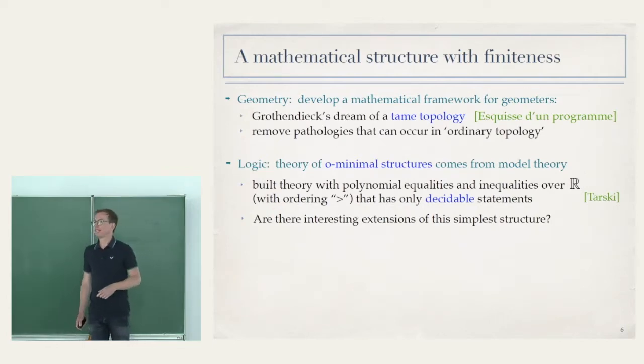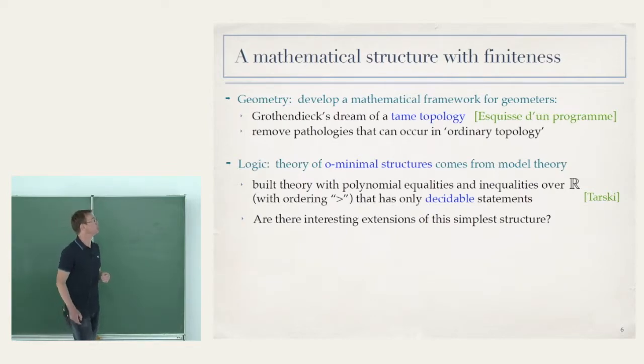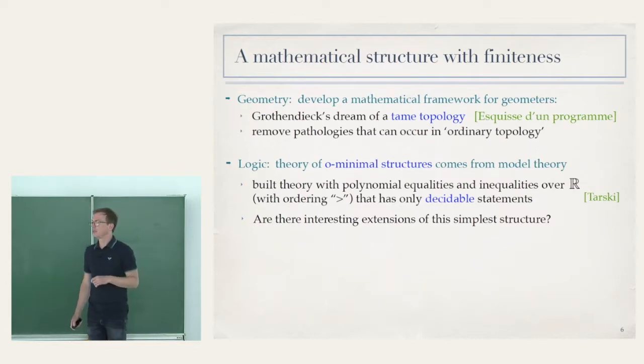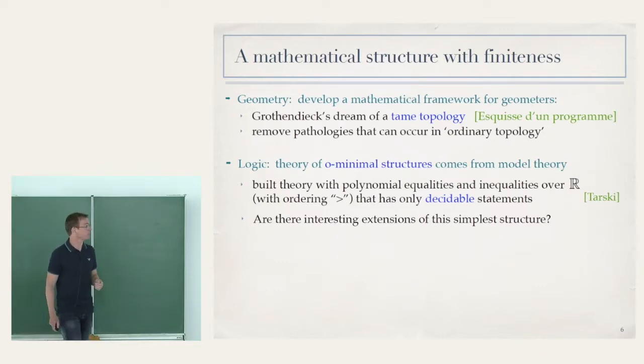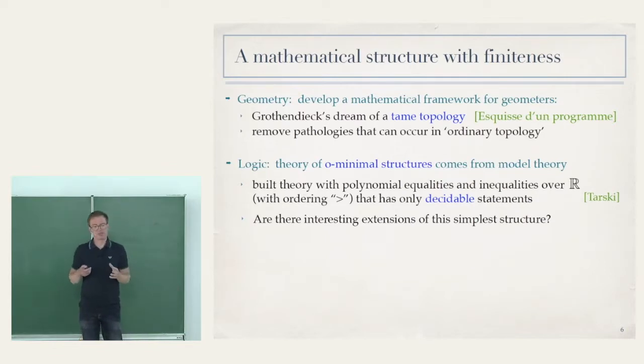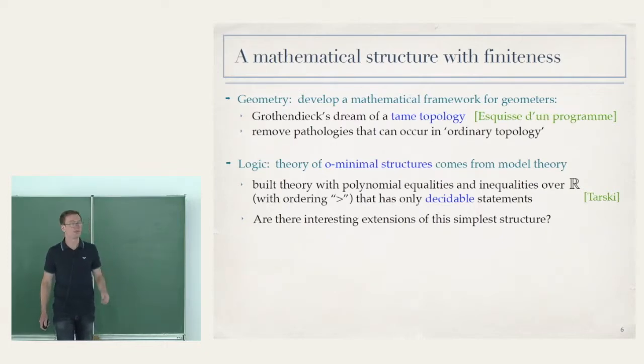In parallel and completely independently, there is a development in logic which discussed the theory of so-called O-minimal structures. This was developed in a part of logic which is called model theory. Maybe you can trace its origin to the following question: you want to build a theory which has only decidable statements. This means, in order to avoid Gödel incompleteness, you cannot do this over the integers. That's where undecidability comes from, fundamentally. But you have to work over the real numbers. And in fact, already in the 40s, Tarski looked at theories built from polynomial equalities and inequalities, and showed that these only lead to decidable statements if you translate them into logical statements.